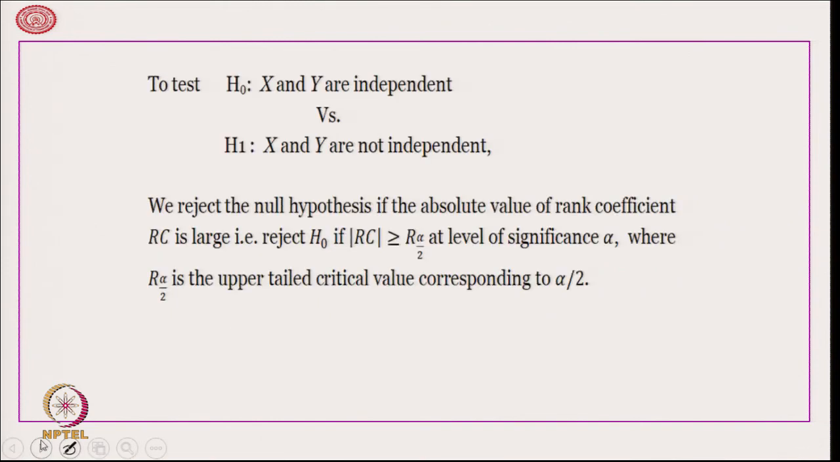Again, we do a similar type of testing, whether x and y are independent or they are not independent. Therefore, we reject the null hypothesis if the absolute value of the rank coefficient is somewhat large, that is, it is greater than some threshold. Otherwise, we are going to accept that they are independent.